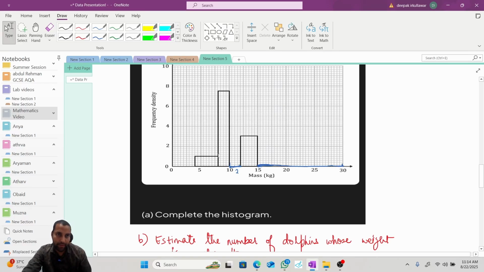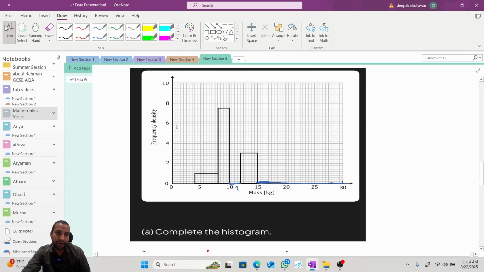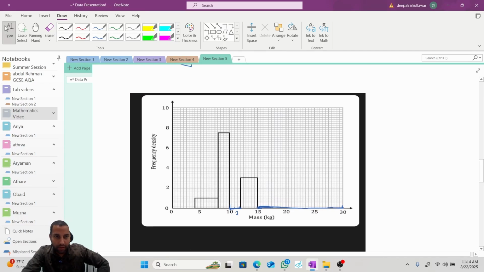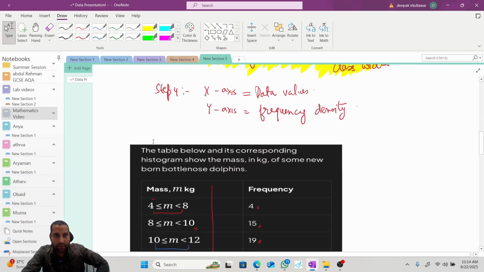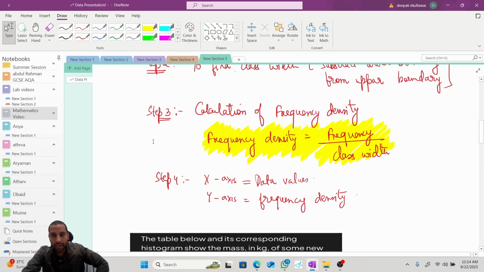Now what is the height? Height is frequency density, right? That's what we understood. Height on the y-axis is always frequency density. Now if you go to the steps and see, how do you calculate frequency density? Frequency density is nothing but frequency over class width.